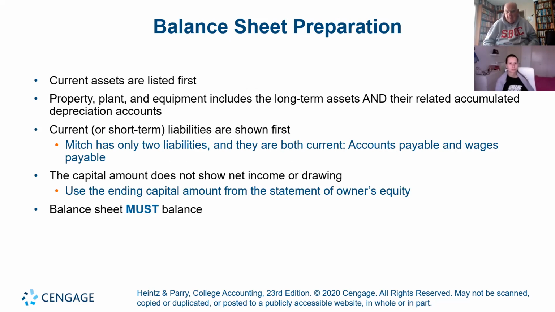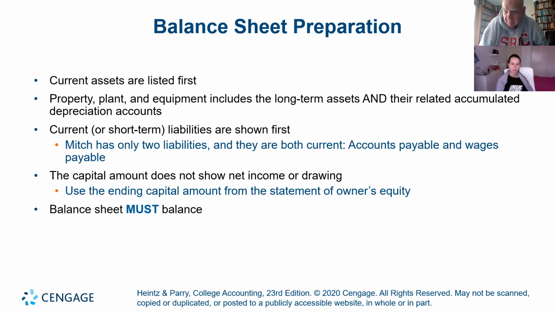Now we're ready to go to the balance sheet. We just did the equity statement. Balance sheet, like I just said: current assets first, then the property and equipment, and you get the total assets. Current liabilities, he just has two, but we add those up. And then the capital account never shows the net income, and it never shows the drawing. You are never going to see the net income on the balance sheet, nor the drawing. And that is because we took the net income and we moved it into capital.